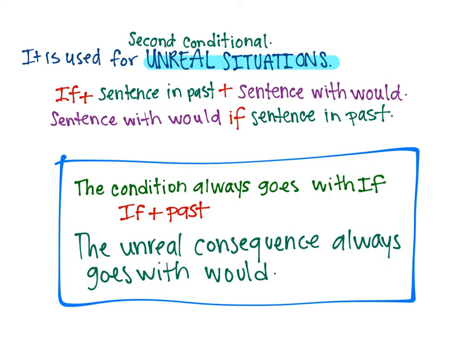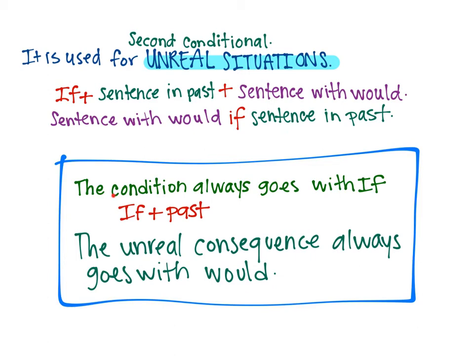So today we will be working with second conditional. Second conditional is used for unreal situations all the time. Remember that all the conditionals are a mixture of two sentences. In this case, the sentences are: if linked with a sentence in simple past and after the comma a sentence with would. Remember, we can invert the order. We can start with a sentence with would, if in the center, and then a sentence in past.